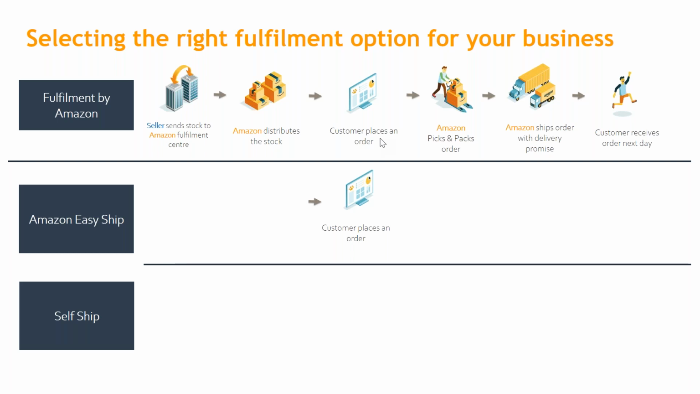If you are going to go with Amazon Easy Ship or self-shipping, the items will be already active on the website. And whenever you receive an order, either our courier will come and collect from you if you are under Amazon Easy Ship, or you need to ship the products if your products are under self-shipping. All of those options are available for you. Hopefully that has answered your question.